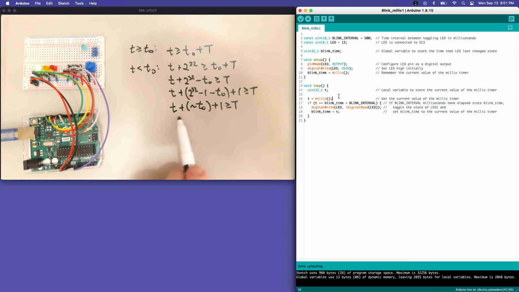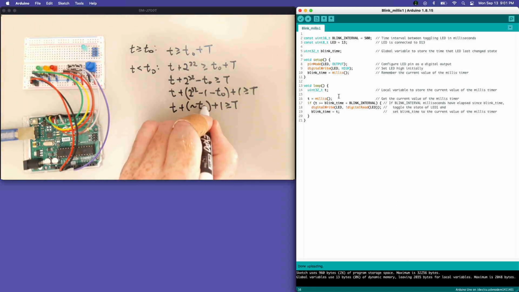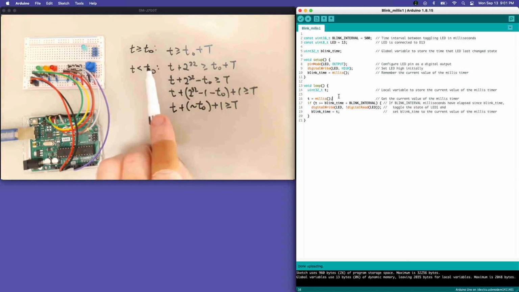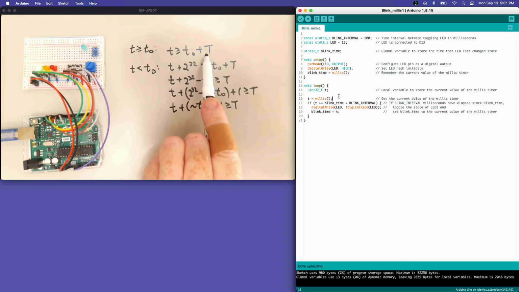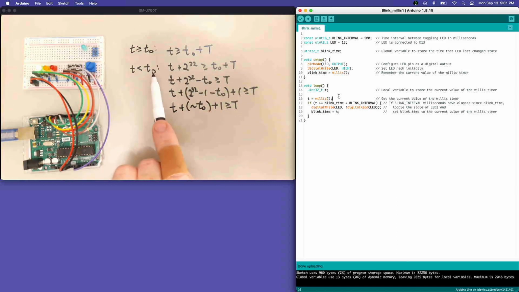And so this condition should be equivalent to this condition, except we don't have to worry about representing numbers that are larger than would fit in a 32-bit unsigned integer. And so our overall condition would be something like t greater than or equal to t0 and this condition, or t less than t0 and this condition.